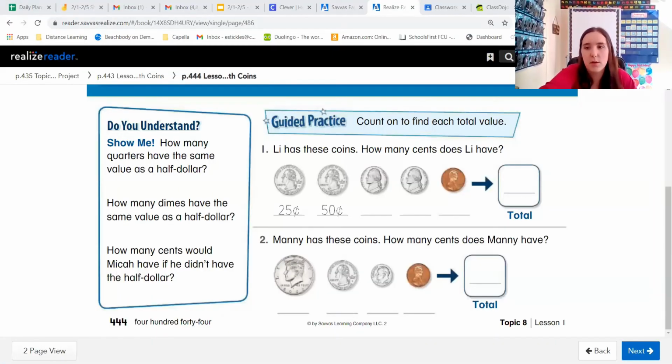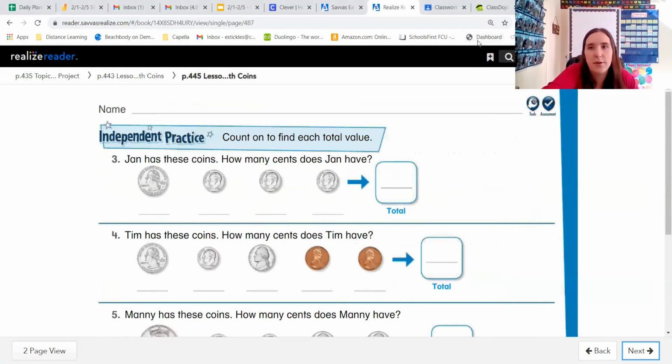Okay, we need to turn the page. Okay, let's do number 3 together. It says, Jan has these coins. How many cents does Jan have? So remember, we're adding it all up. Notice, my friends, really quickly, all of these coins have the picture of the heads side, but eventually they're going to start showing you the back side of the coins. So make sure you're learning the front side and the back side, the heads and the tails of each coin, so you know what they are, even if they show you the tails.